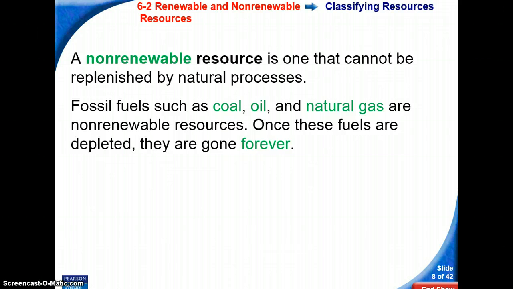A good rule of thumb for non-renewable resources is if you have to mine it or dig it out of the ground, it is not going to be a renewable resource just because it doesn't grow back. If you have to search for it and find it, it's not going to be a renewable resource.